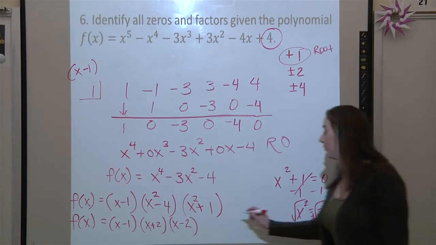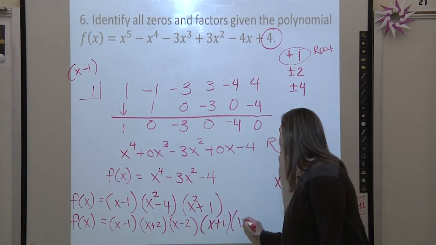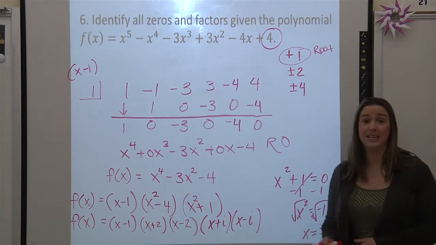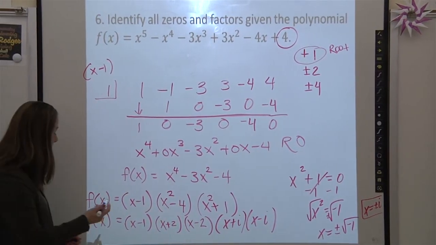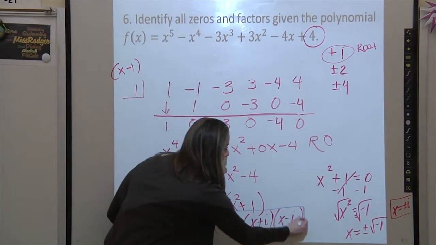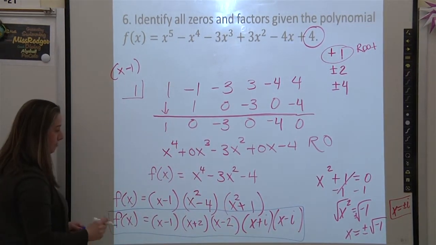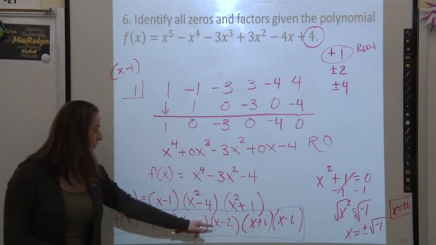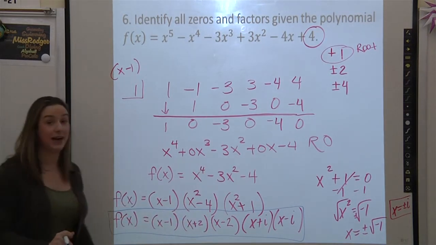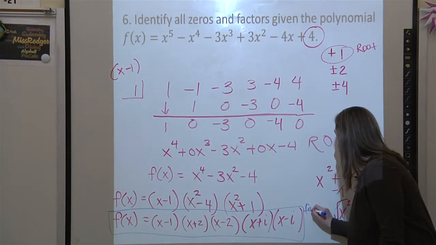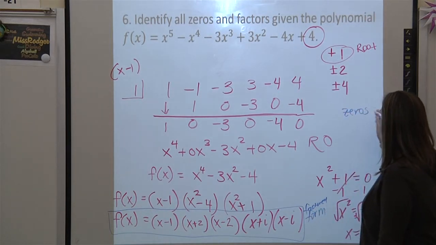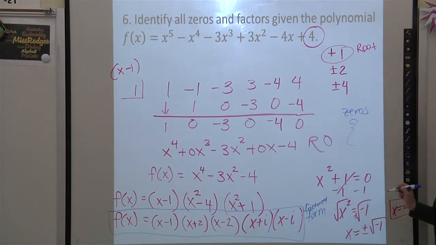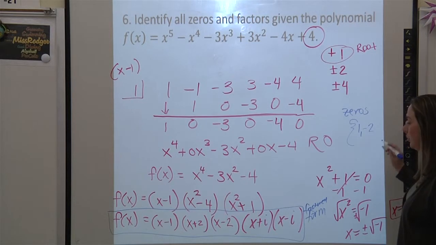So when I write my factors for this, I'm going to have x plus i and x minus i. And this is one of those moments where we're seeing that imaginary zero, that complex zero, and roots. So this right here is our factored form: x minus 1, x plus 2, x minus 2, x plus i, x minus i. Our zeros, or our roots, in this case I am definitely going to call them zeros because I have the i's. We're going to have 1, -2, 2, i, and -i.